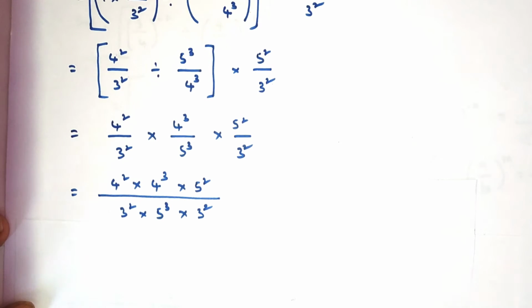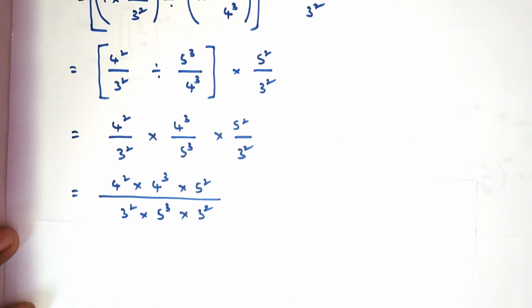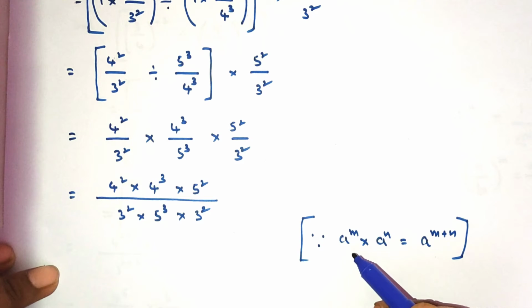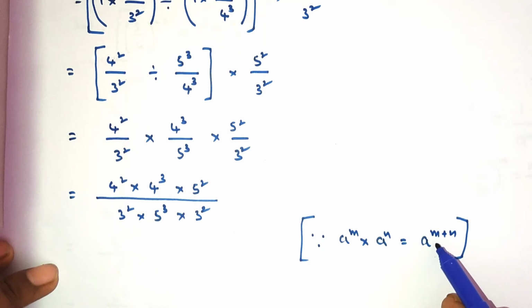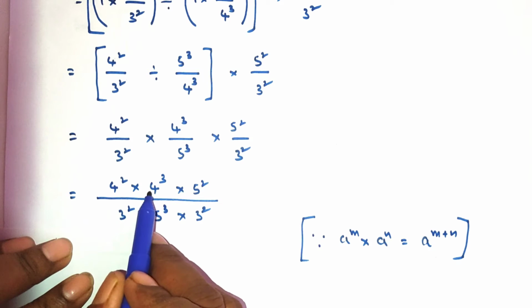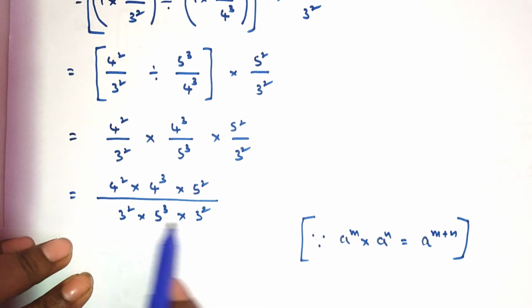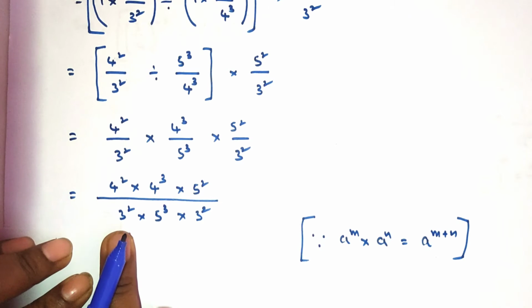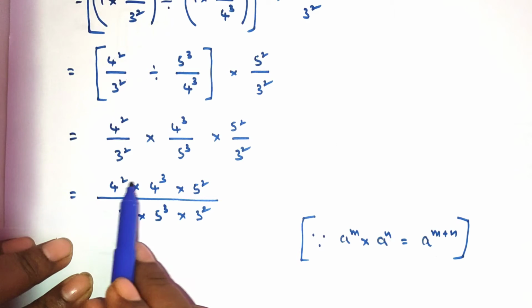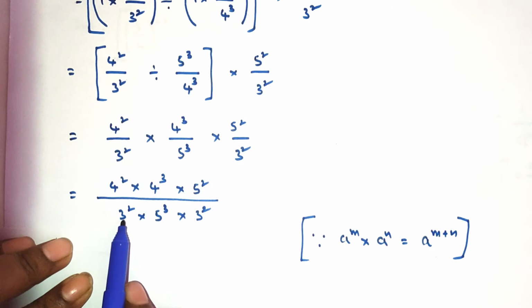Let us simplify this equation by using laws of exponents. We know that a to the power of m into a to the power of n is equal to a to the power of m plus n. Look here, both the bases are same here. Here also these two bases are same. Since bases are same, we can add the exponents of these two bases. Here also we can add the exponents of these two bases. Let us see how can we write.